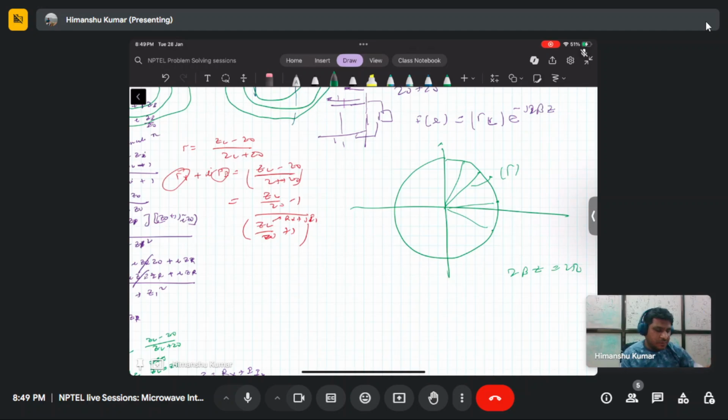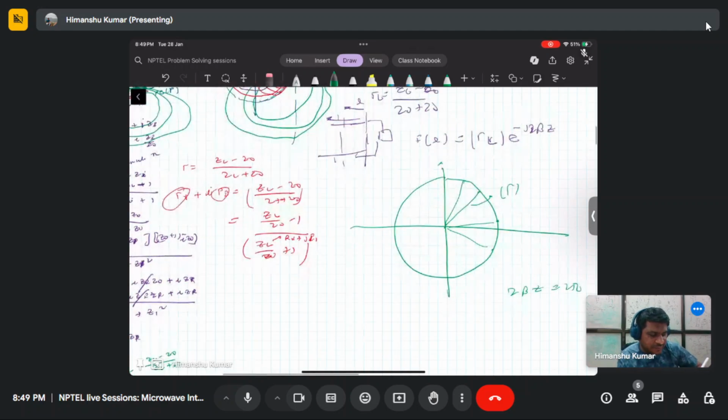There are different kinds of things you can do. Suppose you are sitting at a fixed point and you are varying the frequency. Then your complex impedance will also change, because the wavelength is varying. Although z is fixed, beta is varying, so in that case your complex impedance will vary.